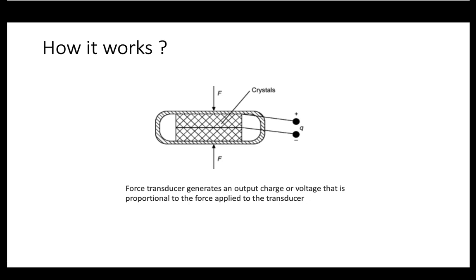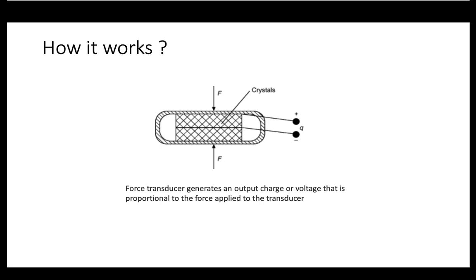Simply put, a force transducer generates an output charge or voltage that is proportional to the force applied to the transducer. Whatever force you apply is converted into an electrical signal, whether through a change in resistance or a change in current. That electrical signal is directly proportional to the force applied, and it is very accurate. The same change in the amount of force you apply is seen in the electrical signal, which gets detected, goes into your computer, and you analyze it to get the results. This is the basic principle.